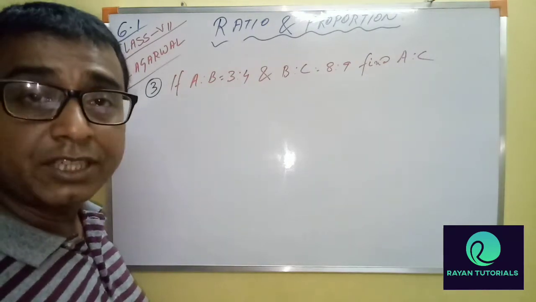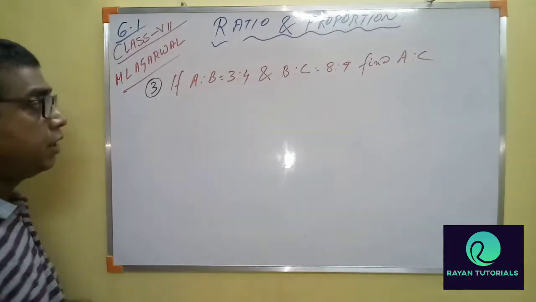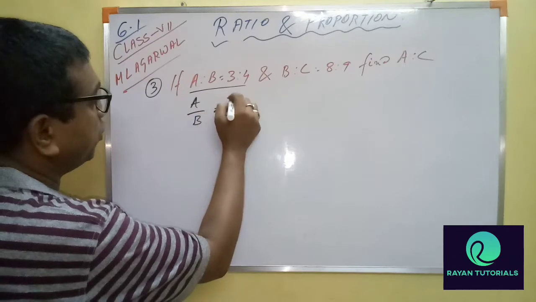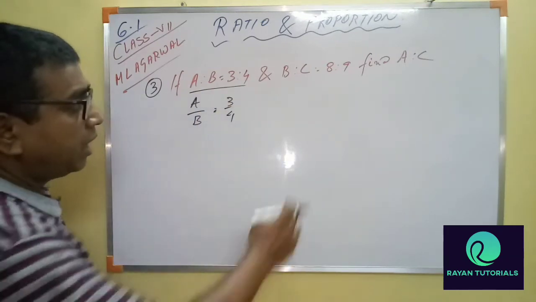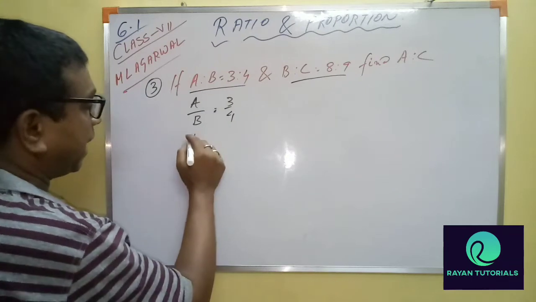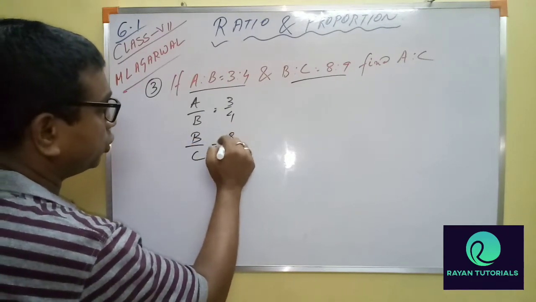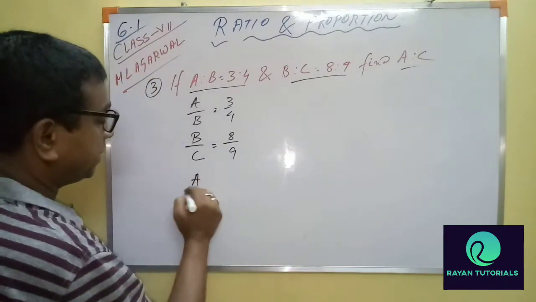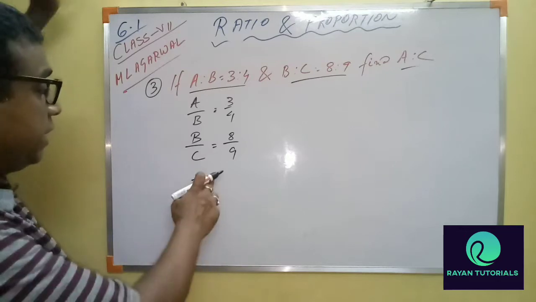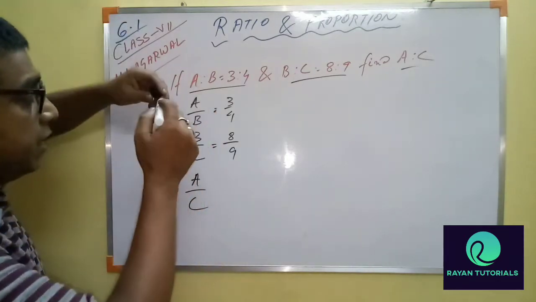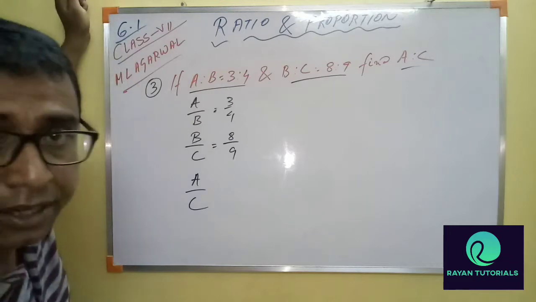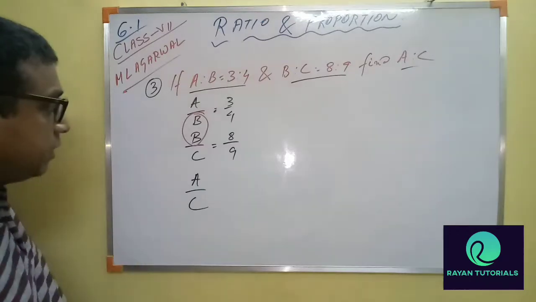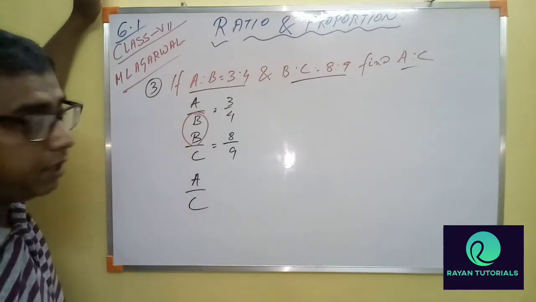Same. Fractions you all have done? That's fraction only. So A is to B 3:4. That means A by B is equals to 3 by 4. Then B is to C is 8 by 9. That means B by C is equals to 8 by 9. Now I need to find out A is to C. That means A by C. Right? This I can only find out. Now see, here A by B, B by C. Right? So out of these two, B is common. Am I right? Here also B, here also B.